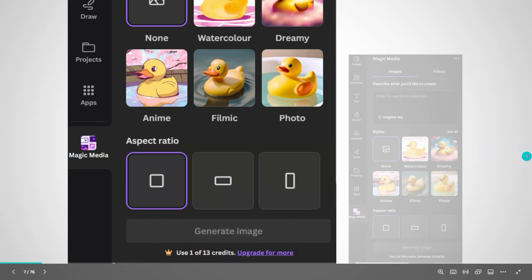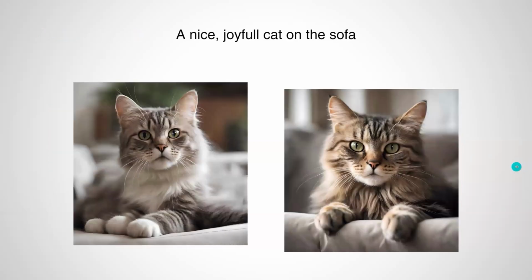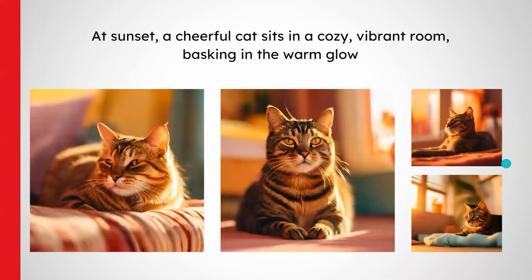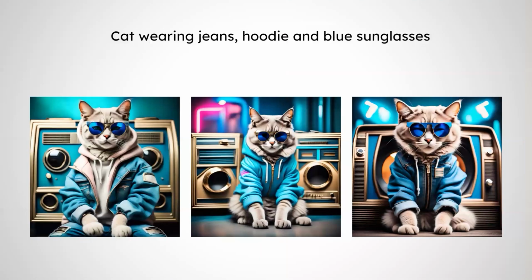Let's look at an example. If we write a simple description like a cat on the sofa, we'll get basic images. If we add emotions, the images will be a bit nicer. But if we describe everything in more detail, including the time of day, emotions, room settings, the images will be even more expressive. We can even write unrealistic prompts to get unrealistic images. At the top, you see the prompts I used for these images.